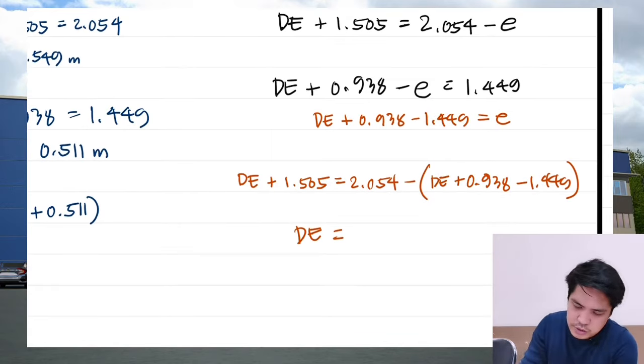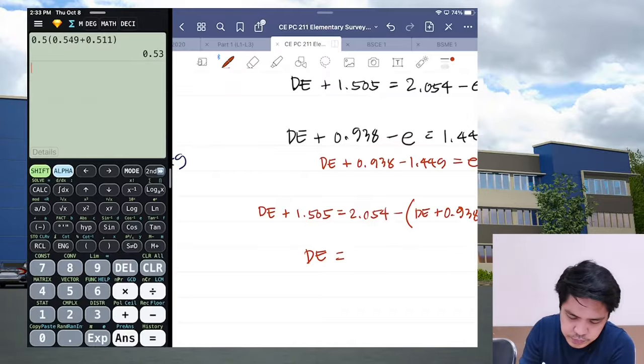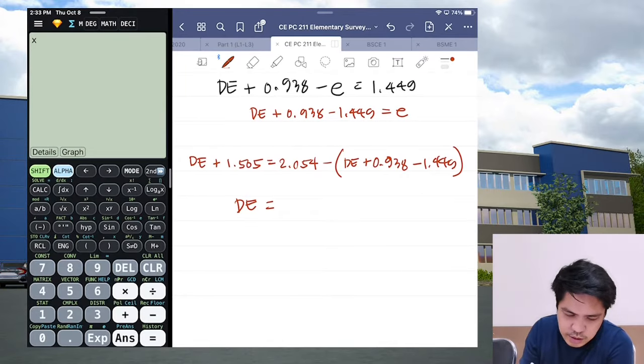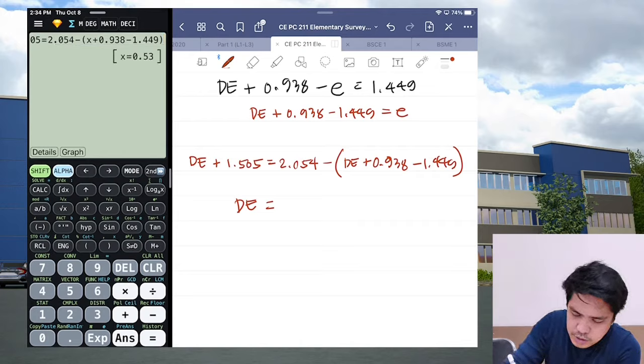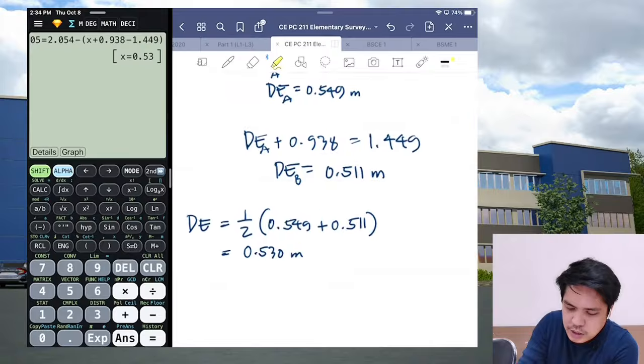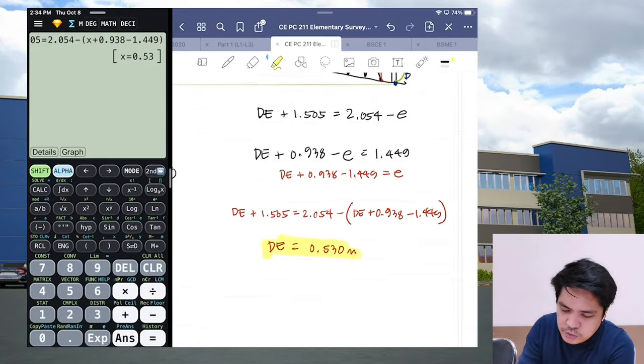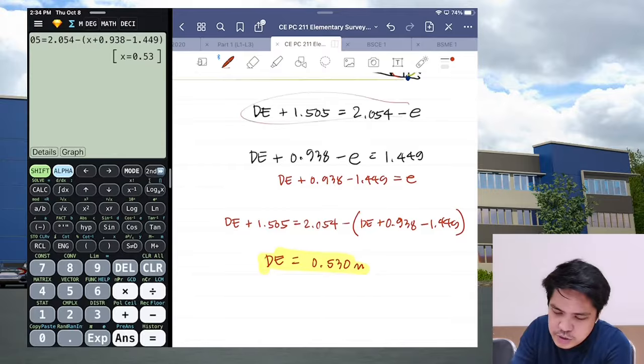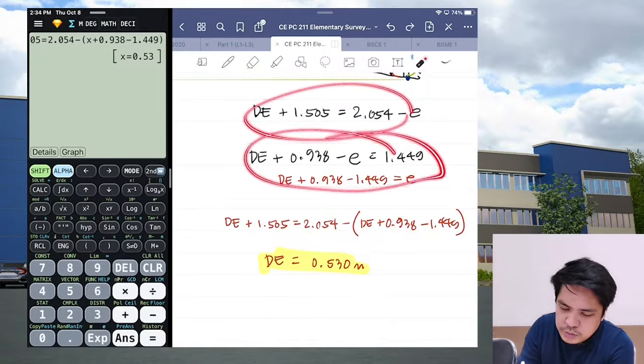So using our calculator, we'll have DE, so let's take this as X, plus 1.505, that is equal to 2.054 minus DE plus 0.938 minus 1.449. So the difference in elevation is pareho pa rin. That's 0.530 meters. Now, using this data, na-affirm lang natin dito yung average nila. Using this data, we'll solve for the error. Okay? So, you can just use any of these equations. Of these two.